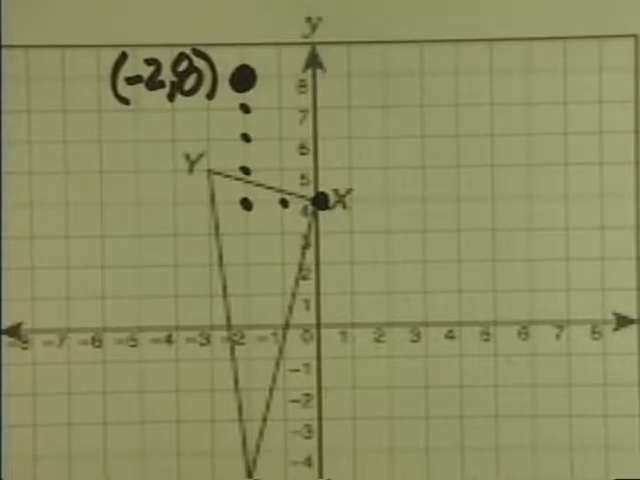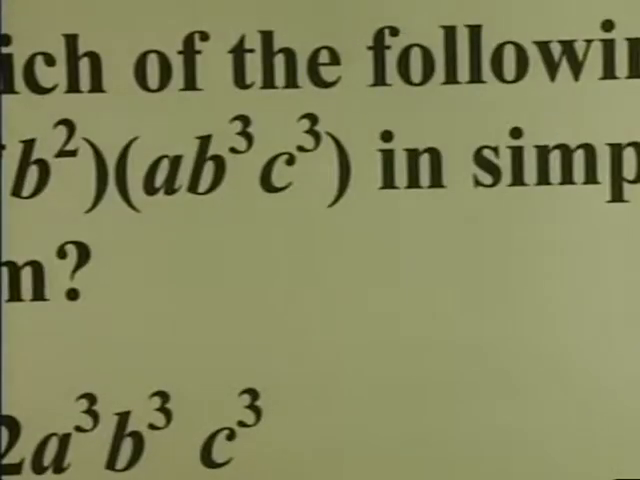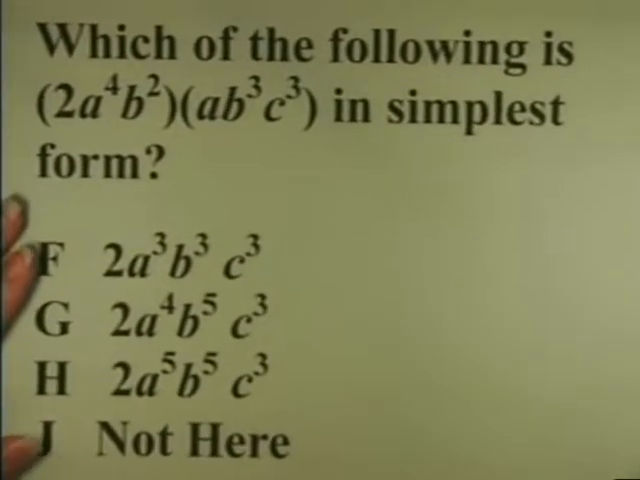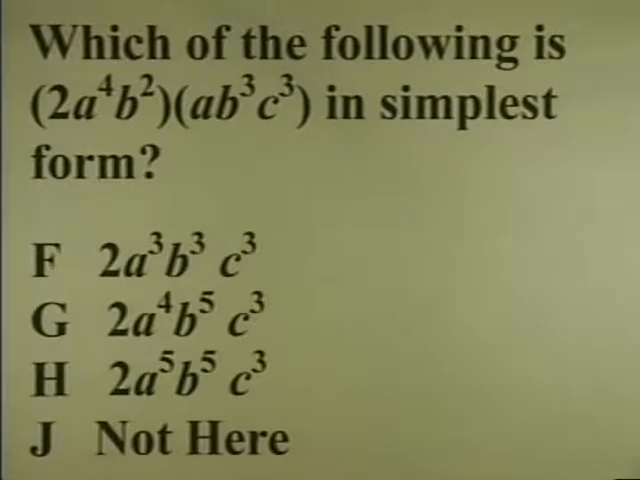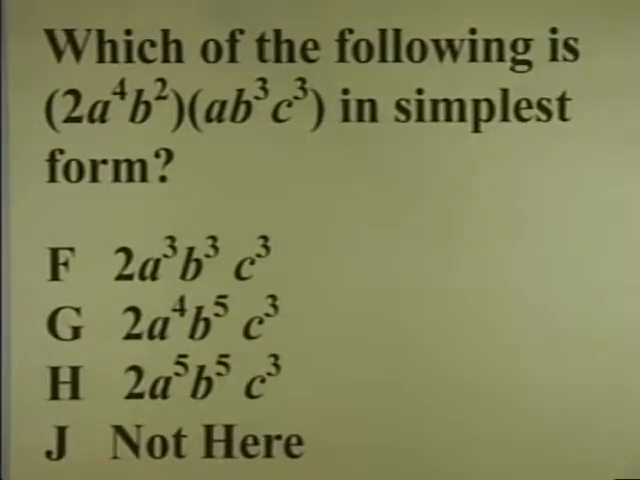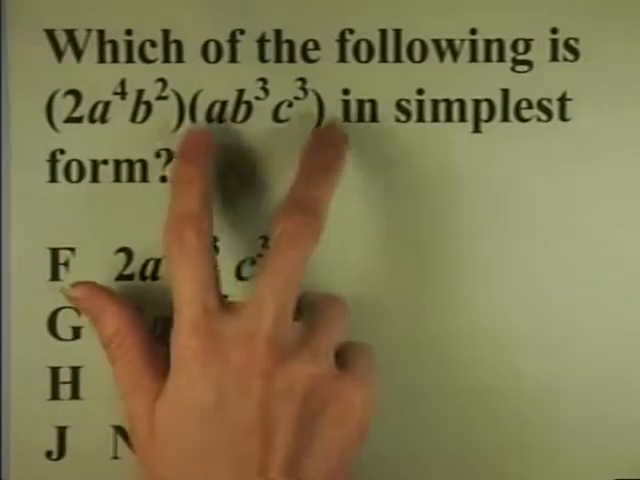Okay, now let me see. I'm going to go ahead and do a problem with you, because it's not hard even though you haven't seen it. This might look a little funky to you, but it'll be easy, I promise. It says: which of the following is (2a to the 4th, b squared)(ab to the 3rd, c to the 3rd) in simplest form? Okay, what does parentheses mean to do?